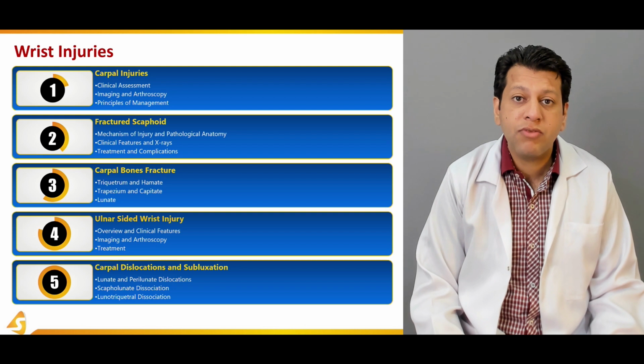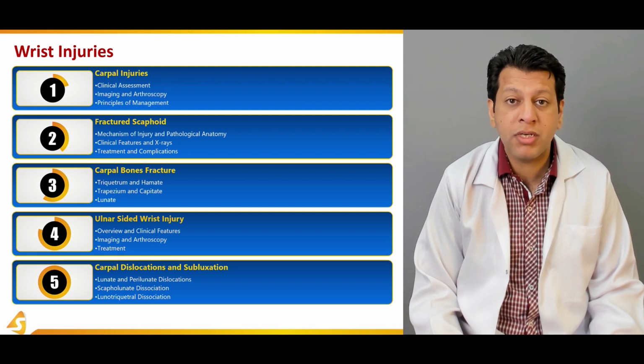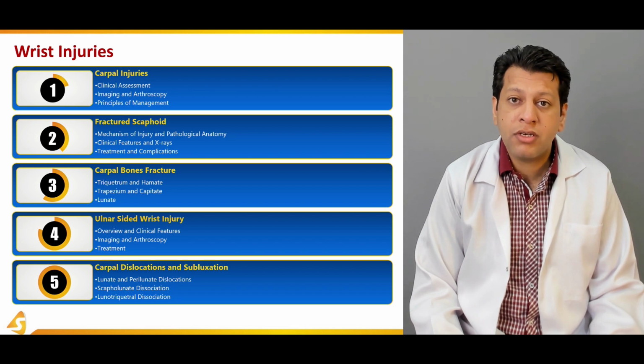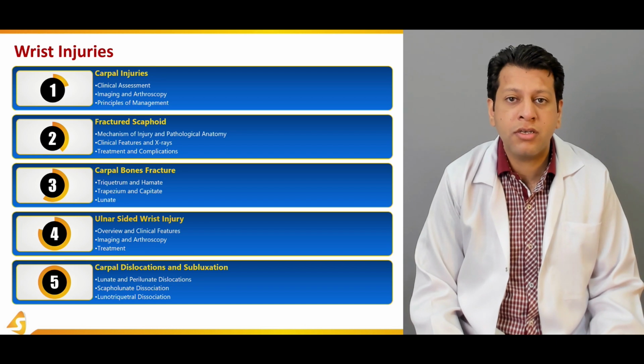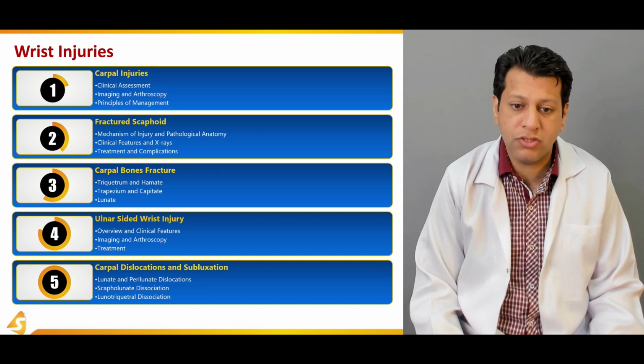In the fourth section, we'll be briefly going through the ulnar sided wrist injury, especially the ligamentous tear, triquetral instability, as well as the triangular fibrocartilage complex injuries.